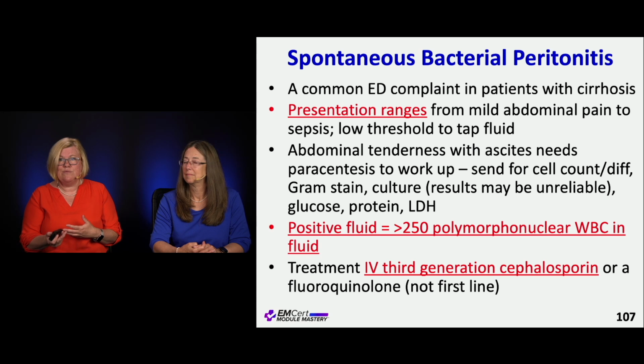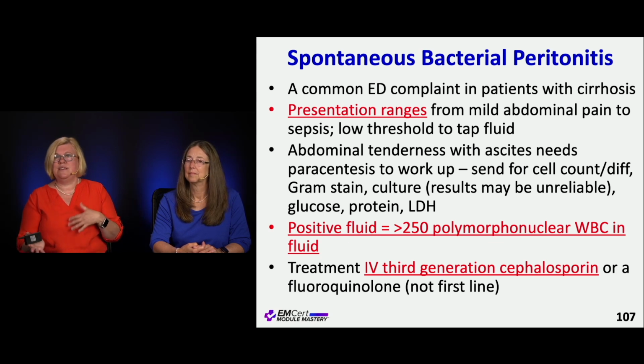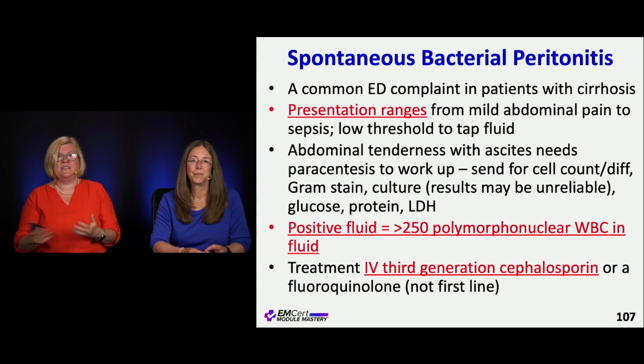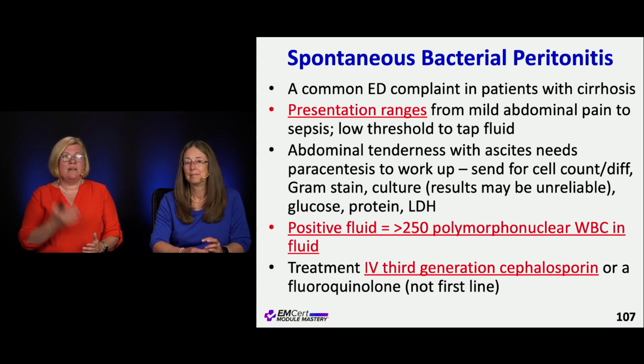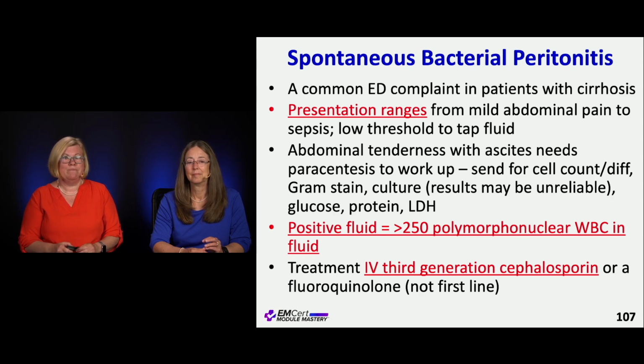And what do we send that fluid for? We send it for cell count and differential, gram stain and culture. Sometimes we also send glucose, protein, albumin and LDH. There's a lot of things you can send, but certainly the cell count is something we all depend on to rule this in or out. And what is that positive number you're looking for? It's 250 white cells in the fluid. It's the PMNs that you see. 250 is your cutoff. If you see that, you're going to get on board as quickly as possible an IV cephalosporin or a fluoroquinolone, but that third generation cephalosporin is generally where we go.